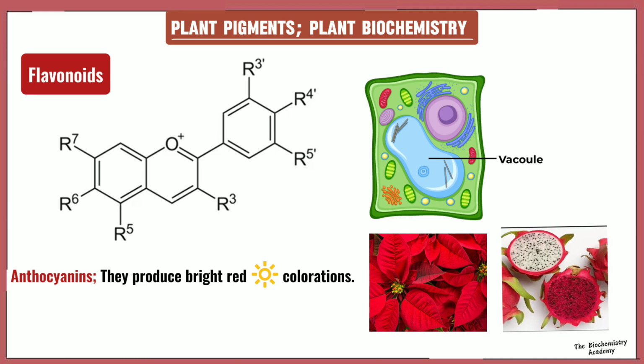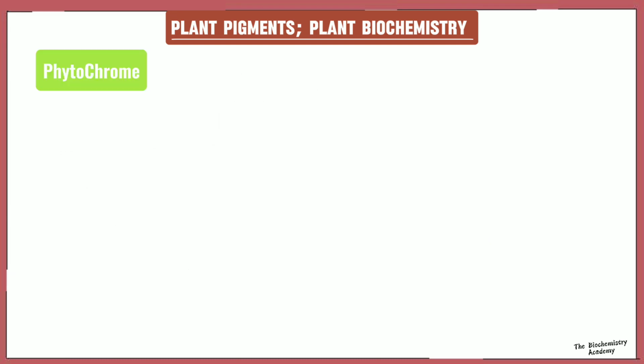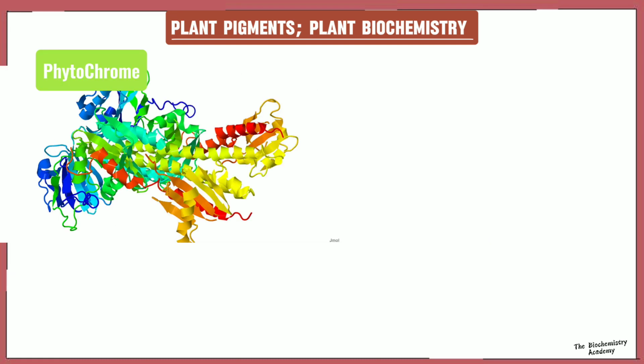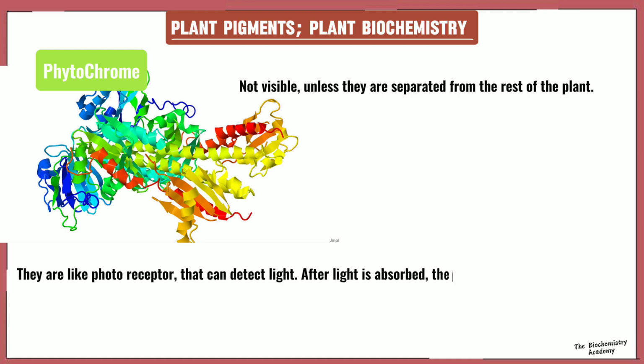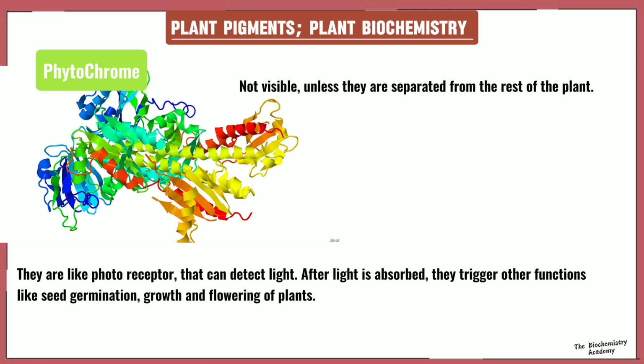Now, the next type of plant pigment is the phytochrome. The phytochrome is a plant pigment not visible unless it is separated from the rest of the plant. They are like photoreceptors that can detect light. Now, phytochromes absorb light just like other plant pigments, but on absorption of light, they trigger other functions like seed germination, growth, and the flowering of plants.